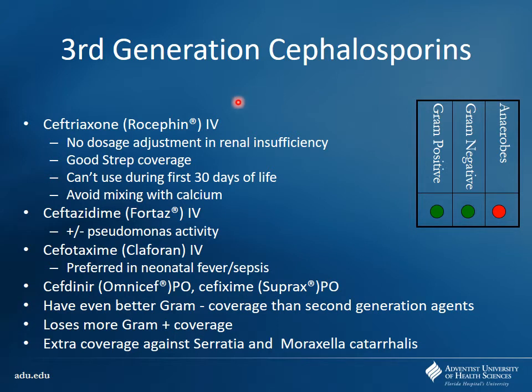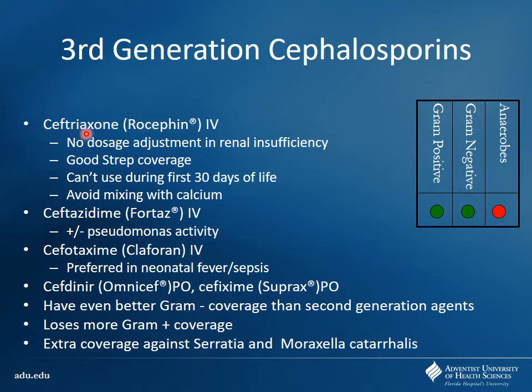3rd generation cephalosporins, ceftriaxone is going to be our main IV agent that we're going to use in this category. I'm sure a lot of you have heard of Rocephin before. This one is really nice because all of the cephalosporins are going to undergo renal elimination, which means they need to be renally adjusted. You have to change the dose based on a person's declining renal function.